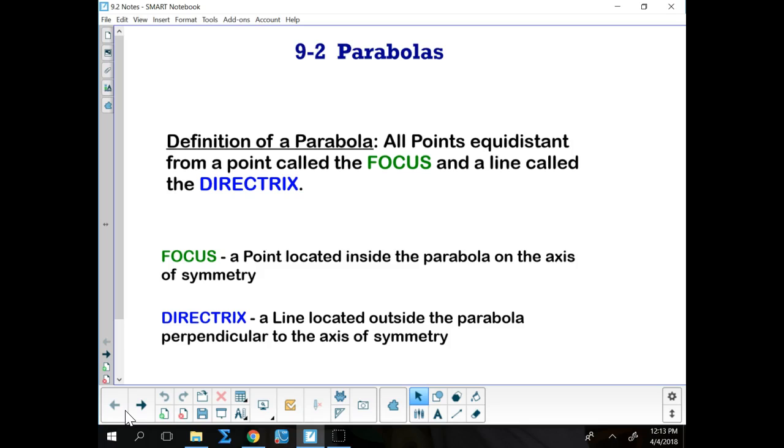perpendicular to that axis of symmetry. Okay? So if my axis of symmetry is vertical, my directrix is horizontal. If my directrix is vertical, my axis of symmetry then is horizontal.